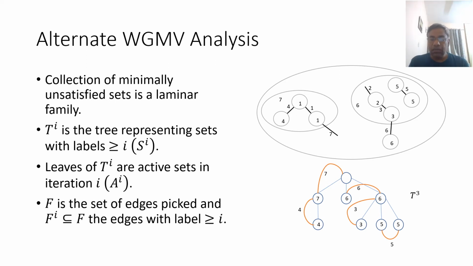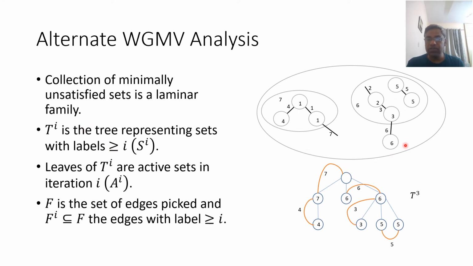Okay, so now I want to say a little bit about our alternate analysis for WGMV. So what we do is we'll be constructing a tree, and what is that tree going to be? It's basically the laminar family of the minimal unsatisfied sets that we encountered during the WGMV algorithm. So there's a tree corresponding to it, and we look at the tree corresponding to those sets which have labels greater than or equal to I. So let's say S sub I is that collection of sets which have labels at least I, and T sub I is the tree corresponding to them.